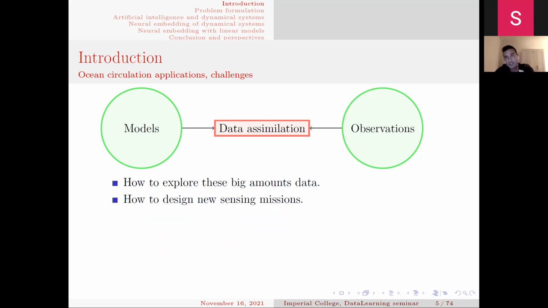From an observation point of view, there is the central question of how to make sense of the big amounts of data that come in every day from either satellite remote sensing sources or in-situ networks. Another question is how to build on the current state of ocean models and the current availability of observations to design new sensing missions that can improve our understanding of ocean circulation.